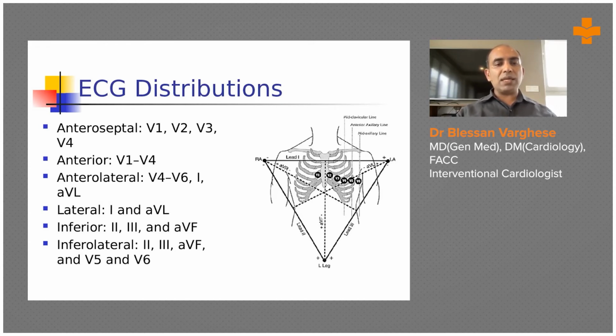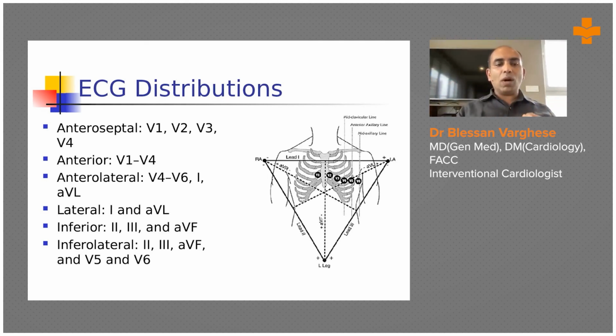When we see changes in V1, V2, V3, and V4, we call it anteroseptal. That's mainly for acute coronary syndrome or ischemic heart disease. When the changes extend from V1 to V6, it's an extensive anterior, meaning the whole anterior wall is involved. The lateral leads are 1 and AVL. So just remember this: anterior means V1 to V6, anteroseptal means V1 to V3, or it can go up to V4.